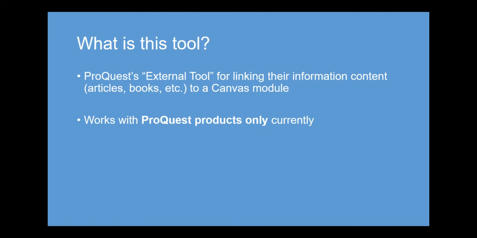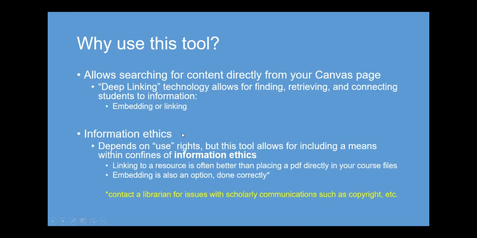So we have a lot of products from places like EBSCO, Wiley, ProQuest, a lot of providers, a lot of publishers. So we want to be clear that we as the library are not pushing one type of resource over another. Rather, this is just a particular widget or tool that ProQuest has created to directly interface and engage with Canvas. So why do you want to use this tool?